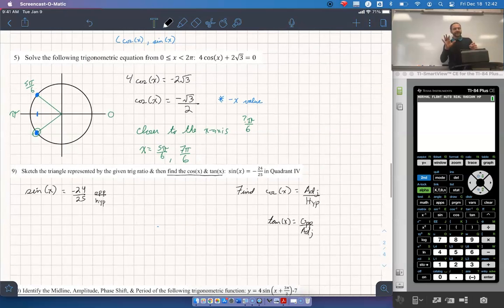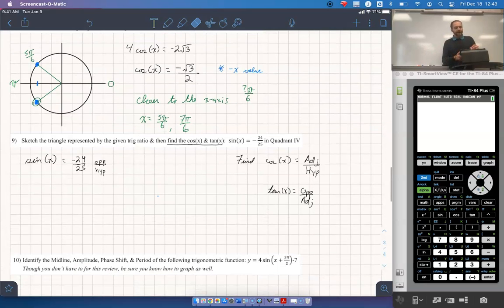So I'm trying to find the ratio. In the previous one, it says, hey, solve, get x equals. This one's saying, hey, find the ratio, which means I need my triangle. So that's hence sketch the triangle represented. I'm going to see it's in the fourth quadrant, so I'll only focus on drawing in the fourth quadrant. So go down, and I'll come across.